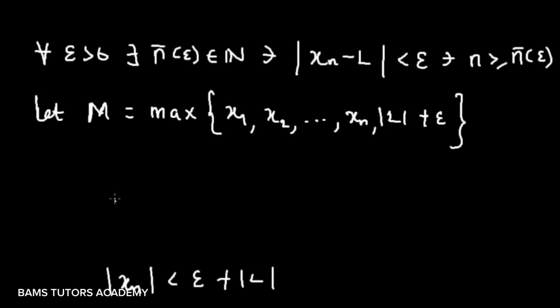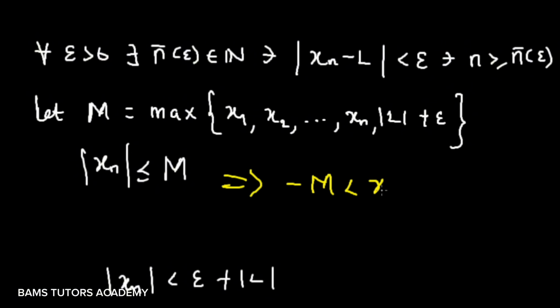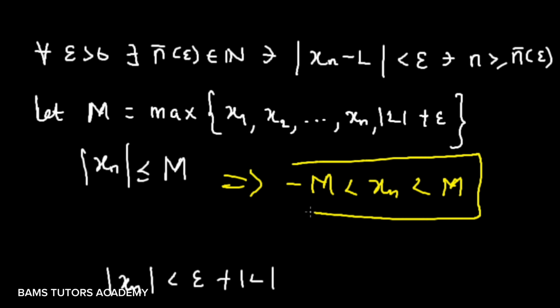So definitely the absolute value of x_n is less than or equal to M, and we can say that minus M is less than x_n is less than M, which shows the boundedness. I'm done, right? That's it. So because I can show that x_n is less than M, then we can conclude that a convergent sequence x_n is also a bounded sequence.